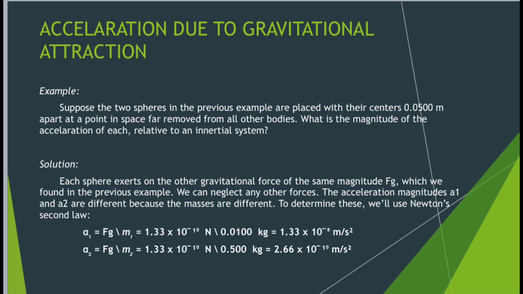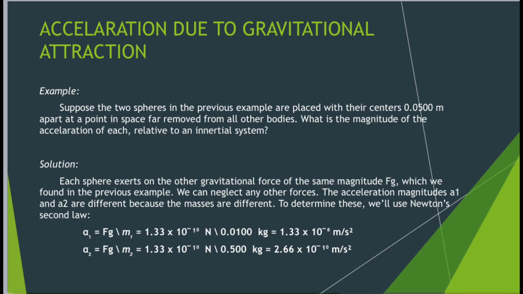Acceleration due to gravitational attraction. Example. Suppose the two spheres in the previous example are placed with their centers 0.500 meter apart at a point in space far removed from all other bodies. What is the magnitude of the acceleration of each relative to an inertial system?